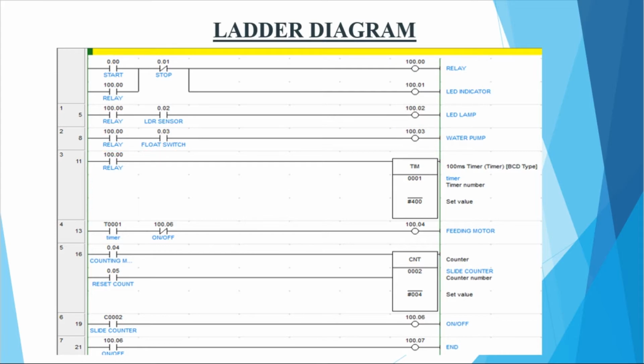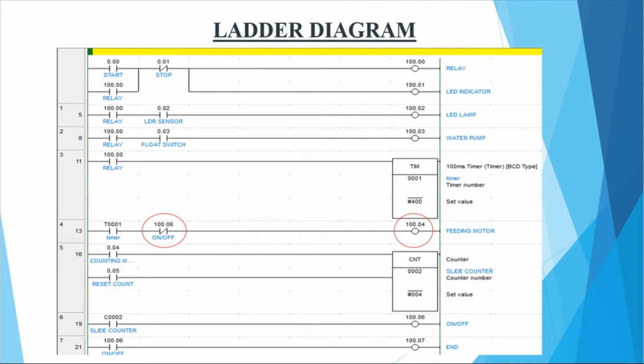Next, we connect the relay to the timer that runs for 40 seconds in the simulation. #400 will indicate the 40 seconds. After the timer counts down from 400 to 0, the timer contact will energize and turn on the feeding motor. The on-off contact here is used to stop the feeding motor.